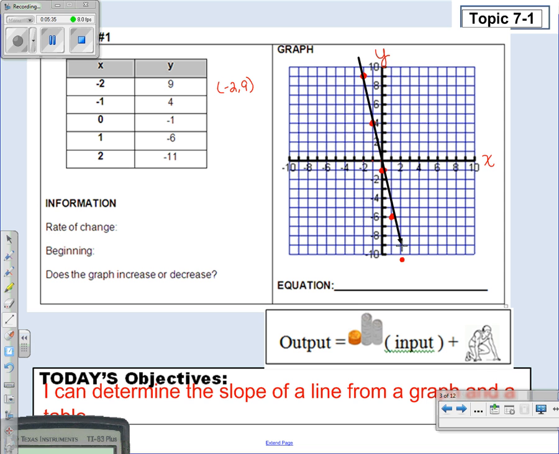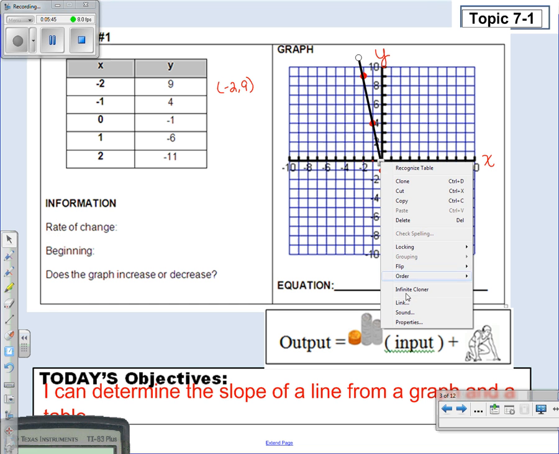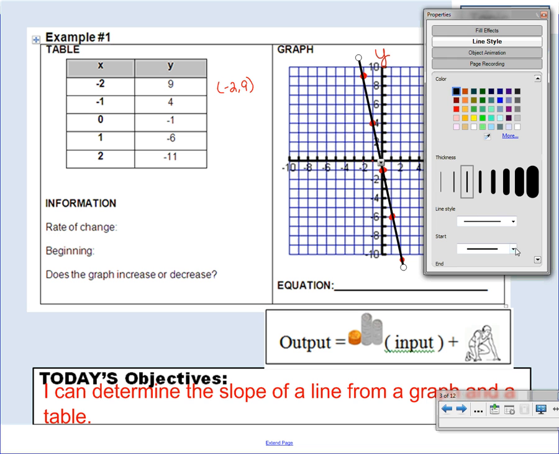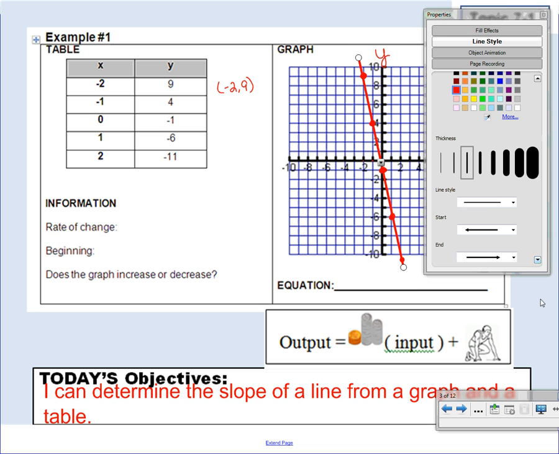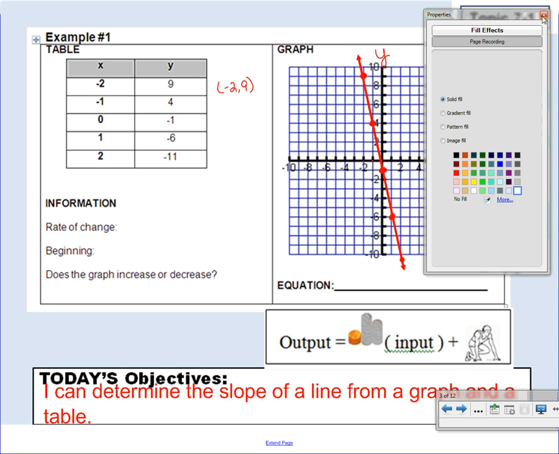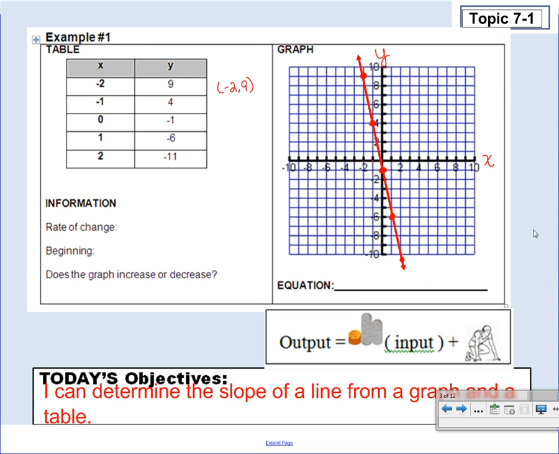Drawing a line connecting your dots, you want it as best as possible going through all the points. When you put your dots on the graph, make sure you put all of them. The other thing with our line, it needs to have arrows at the beginning and at the end, showing that the line goes on forever and ever. It doesn't have a stop or a starting point. So I have our line.